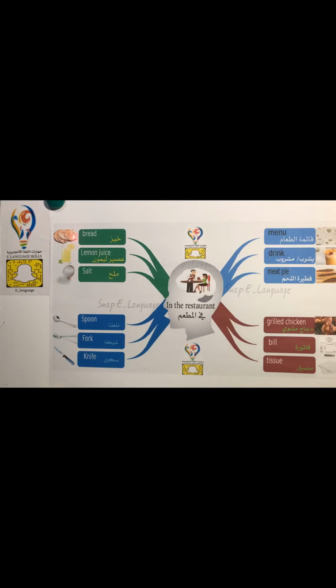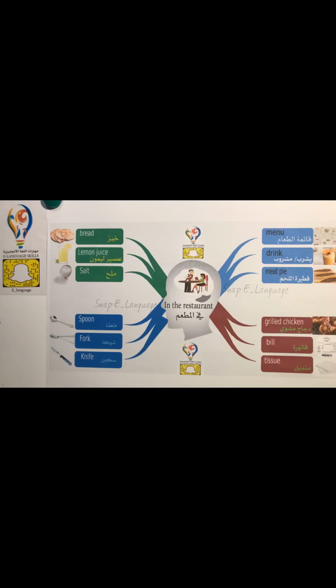Alright, so the first word here: bread, lemon juice, salt, spoon, fork, knife, menu, drink, meat pie, grilled chicken, bill, tissue. Alright. Now let's move to the conversation.